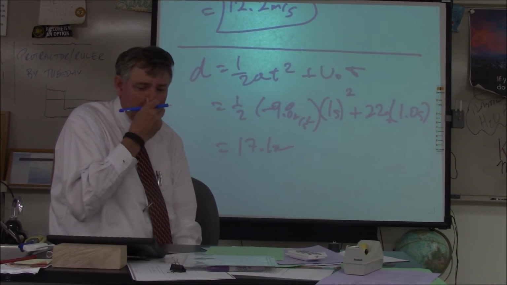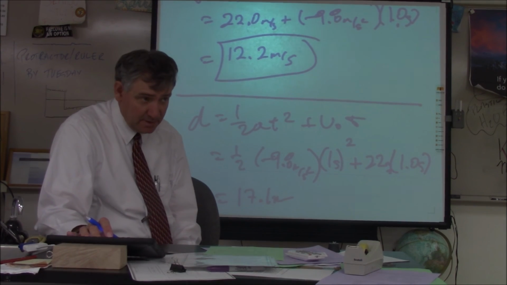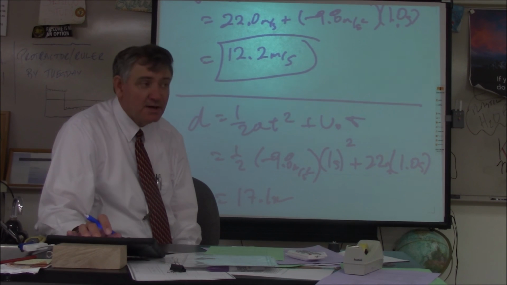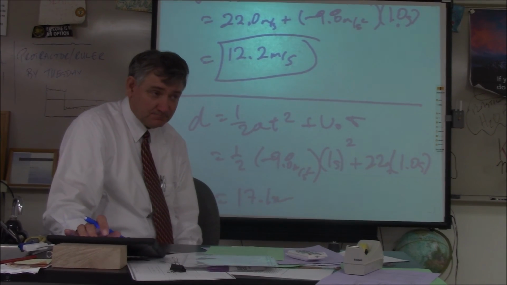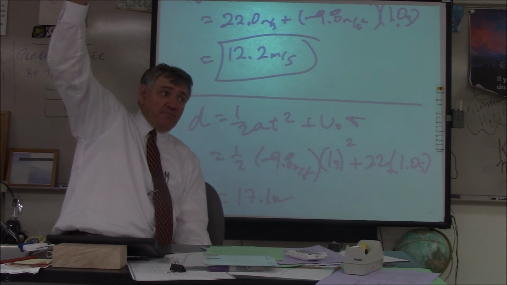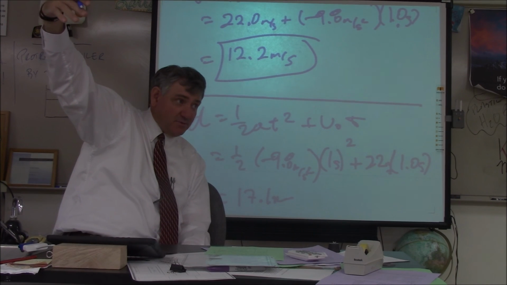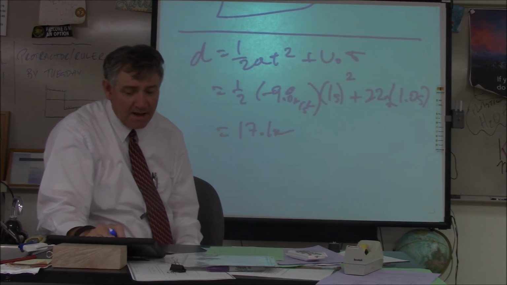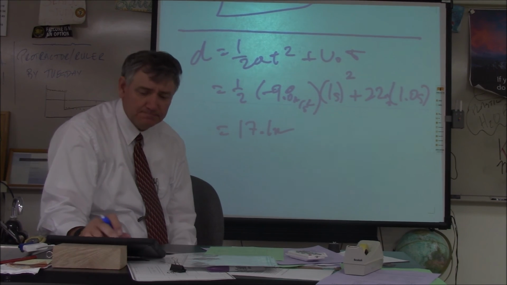Okay? Now, that's how fast we're going. 12.2. Does it make sense that my velocity is still positive at 1 second? Yeah. Why? Because it hasn't reached its maximum height. So I still have a positive velocity because it's on its way up. I haven't reached my maximum height. I'm pretty close to it, 17.1, right?